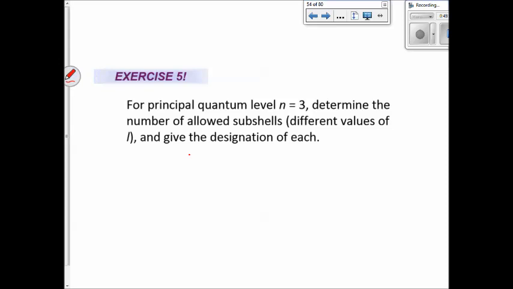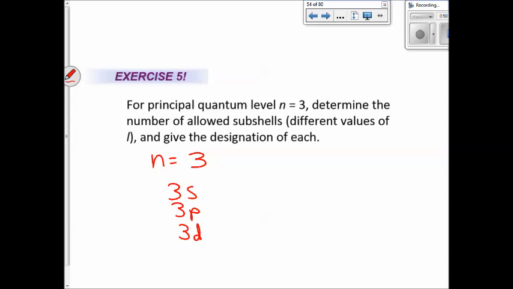For principal energy level n equals 3, we have a 3s. What else do we have? A 3p, good. We do have a 3d, very good. Do we have a 3f? No, when did the F start? Principal energy level 4 is where the F starts. So in this particular case, we would only have an S, a P, and a D possible. Okay.